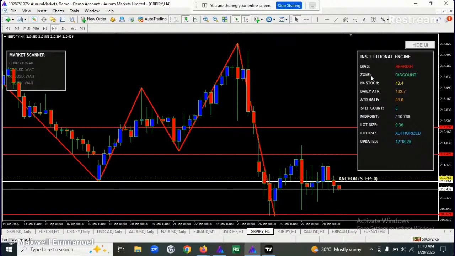You can see the bias is still bearish. We need to wait for this to change to bullish before we buy. We need to wait for this to close bullish before we buy. I hope that is clear.